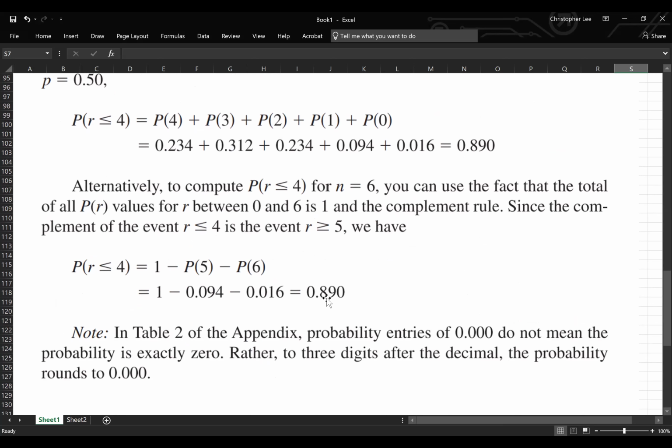Yes, you can do that too. 4, 3, 2, 1, 0 added up together, so all of them added up together should equal 1. So if you find it's easier to find 5 and 6, and then just subtract that from 1 to get the answer for 4, 3, 2, 1, 0, for everything else.